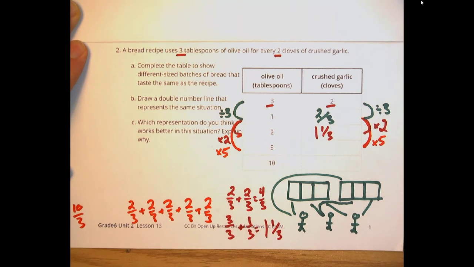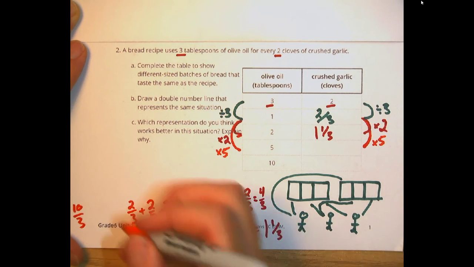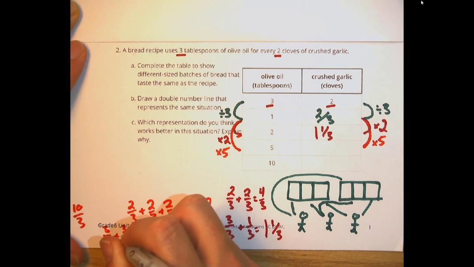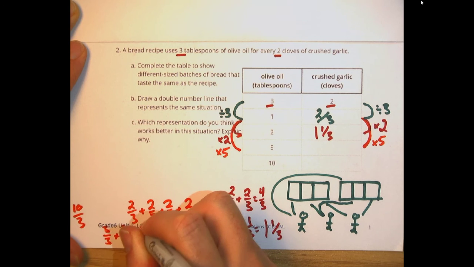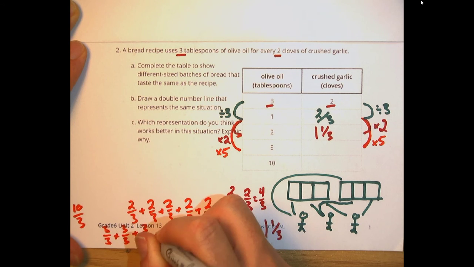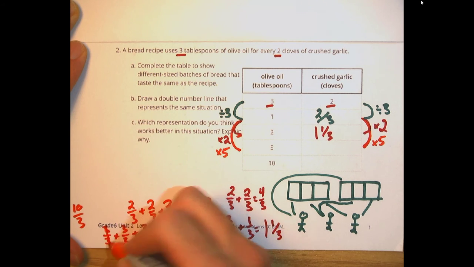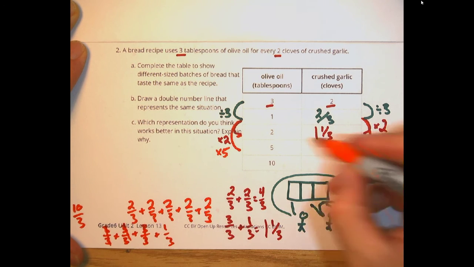10 thirds. Remember that 3 thirds is 1. 3 thirds, 3 thirds is 6 thirds, 3 thirds is 9 thirds. 3, 6, 9, and there's 1 more third. 1, 2, 3, and 1 third.